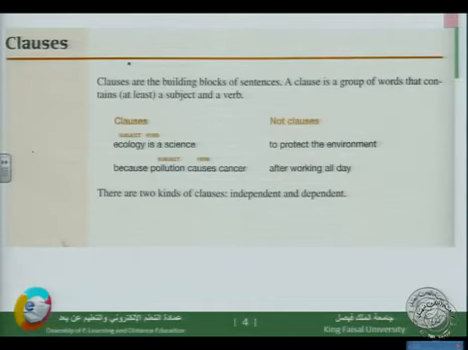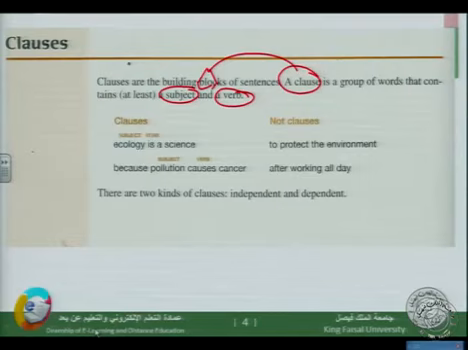السؤال الأول: what are clauses? Clauses are the building blocks of a sentence. أساسيات أي جملة بنسميها clause. A clause is a group of words that contains at least a subject and a verb. هذا هو الكلوز. أي clause لازم يكون فيه على الأقل subject and verb. So what is a clause? It is a group of words that should have at least a subject and a verb.